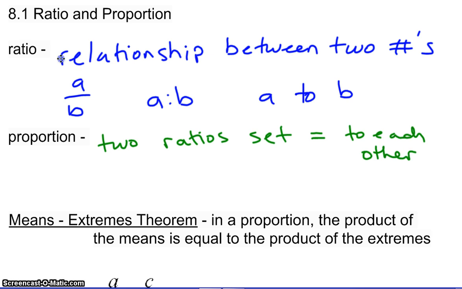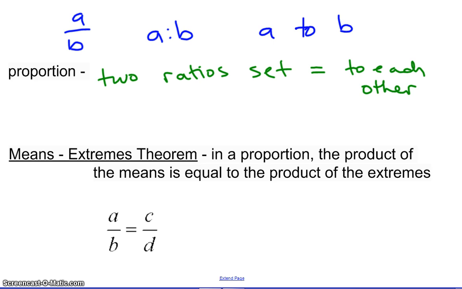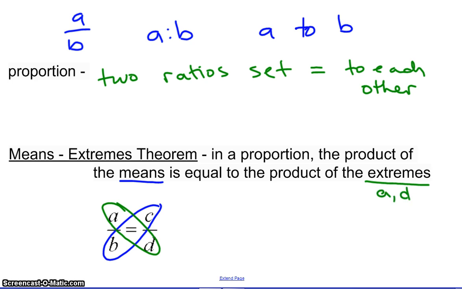We'll be using proportions throughout this chapter with the various properties. The first one is the means-extremes theorem, and it's a proportion in which the product of the means is equal to the product of the extremes. The means are B and C in this case, and the extremes are A and D. And that's the order in which you list them. So the first term listed here is the A, and then the second term is the B, and that will be used later on when we talk about setting up a proportion.